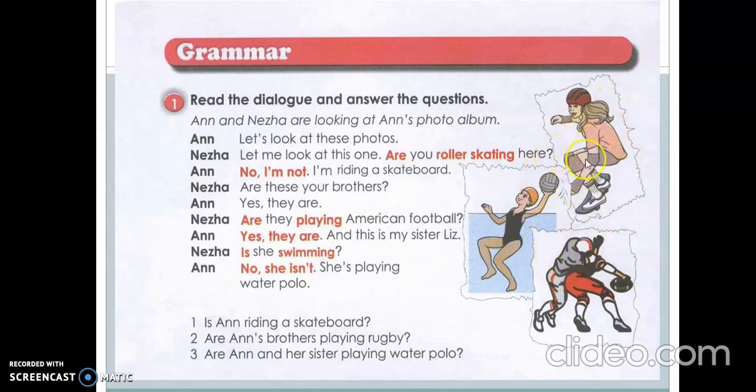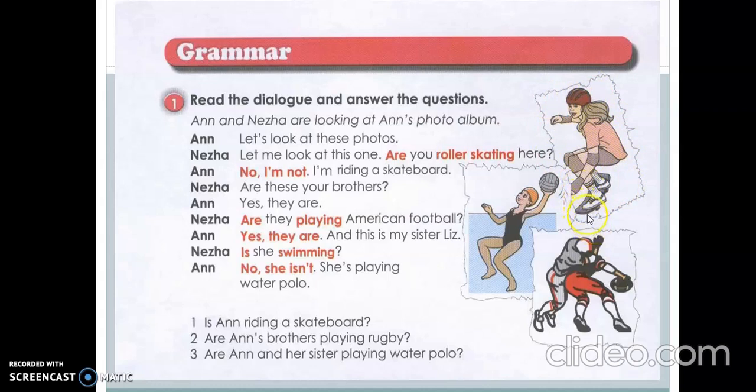Now let's read the dialogue. We have Anne. Let's look at these photos. Nizha says, let me look at this one. She is talking about the first photo. She says, are you roller skating here? She is talking to Anne. So the person in picture number 1 is Anne. She is asking her, is she roller skating?